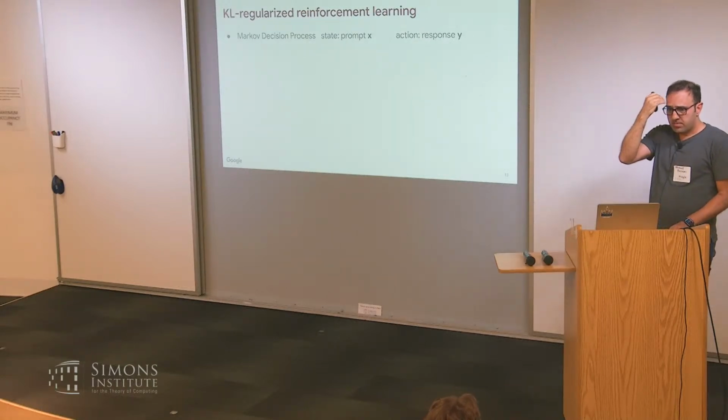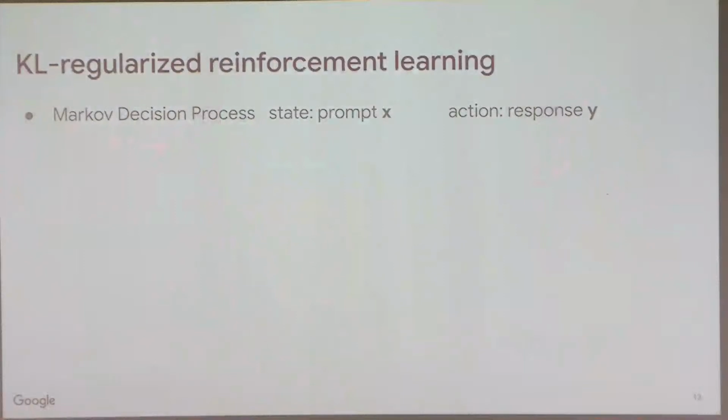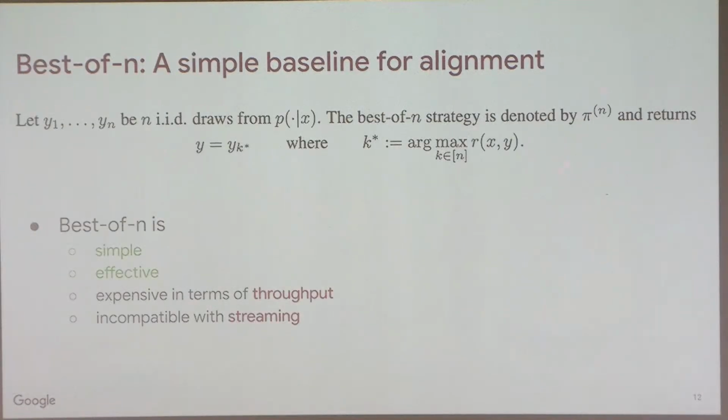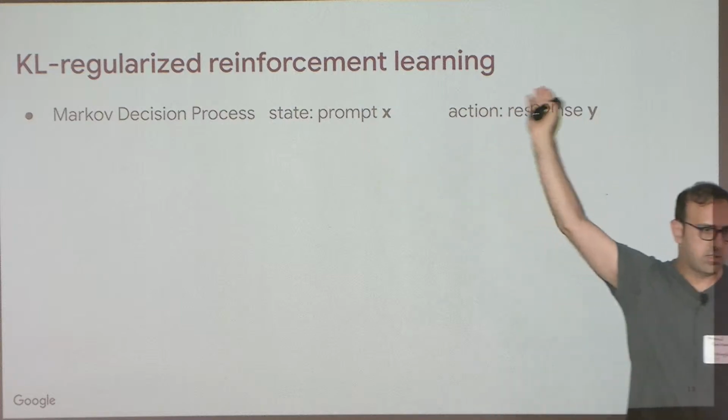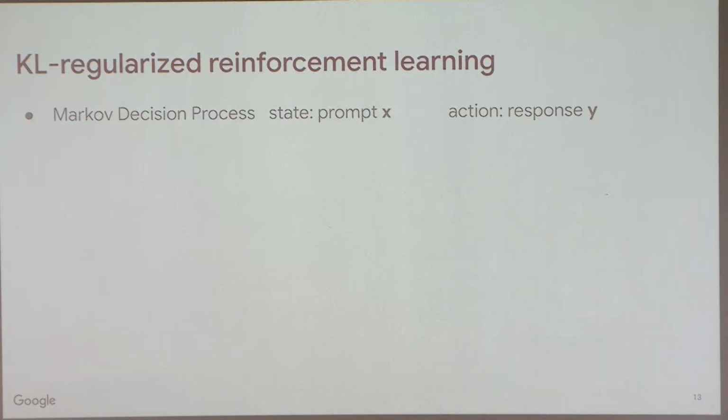So given that we can't really deal with best of n, in practice, we usually do KL-regularized reinforcement learning. I think the previous two talks did a great job of talking about Markov decision processes. In this case, I'm thinking about a bandit case where the state is just a prompt, and the action that we're going to take is the entire response. And basically, that's the Markov decision process that we're thinking about.